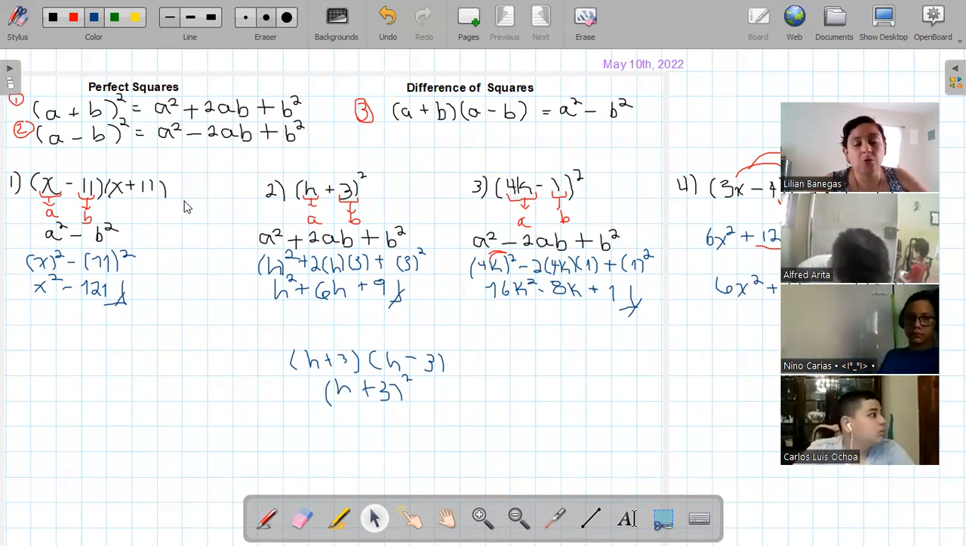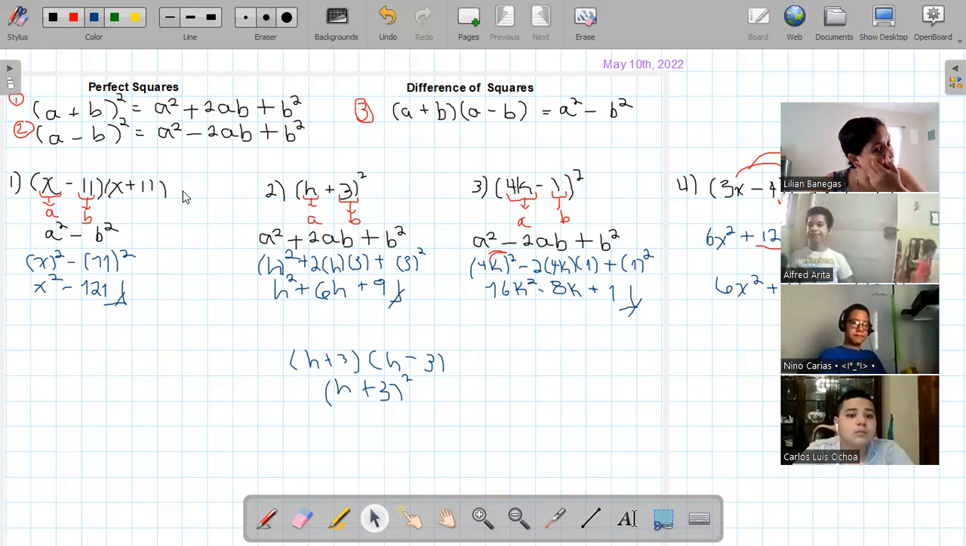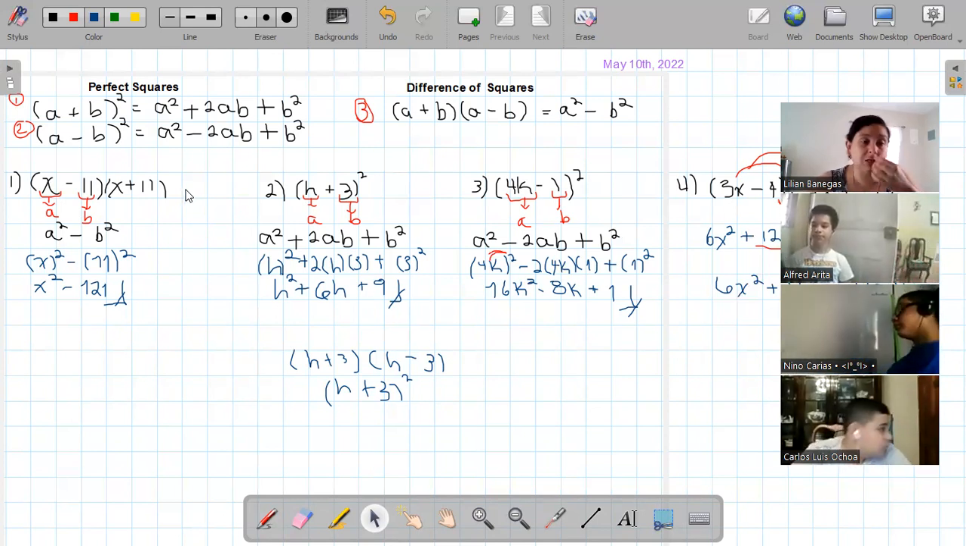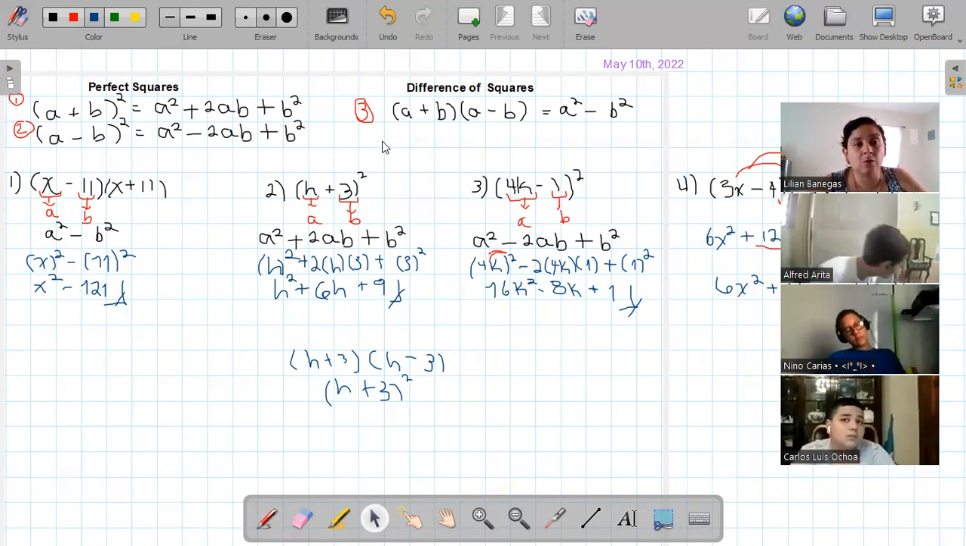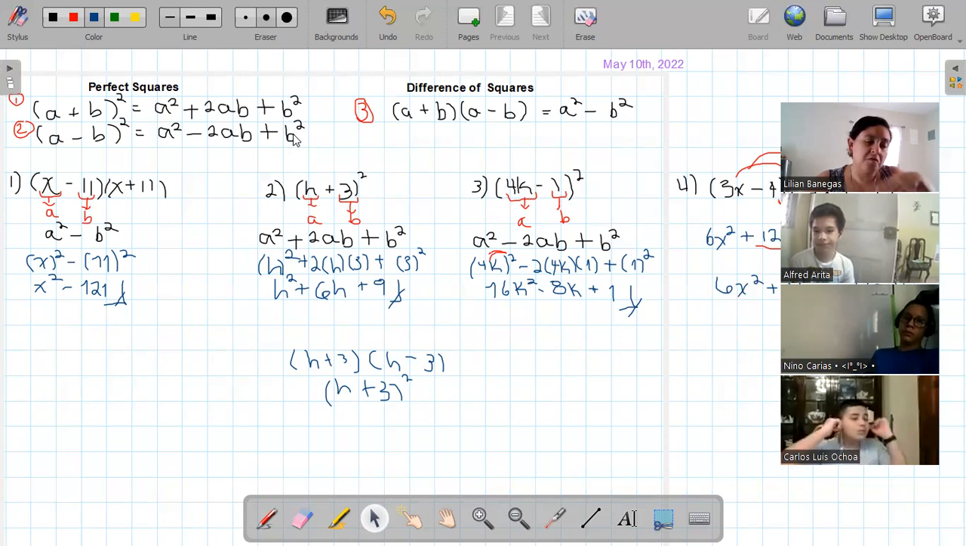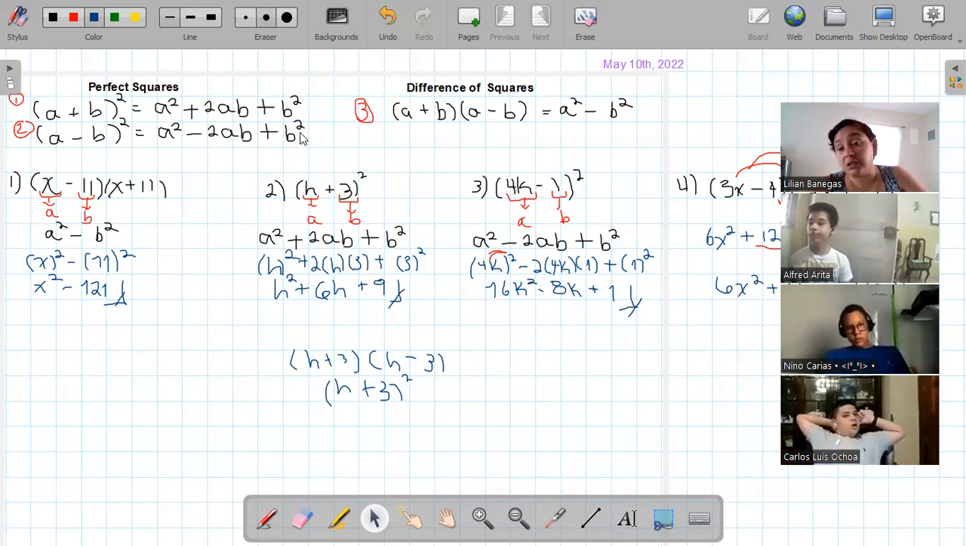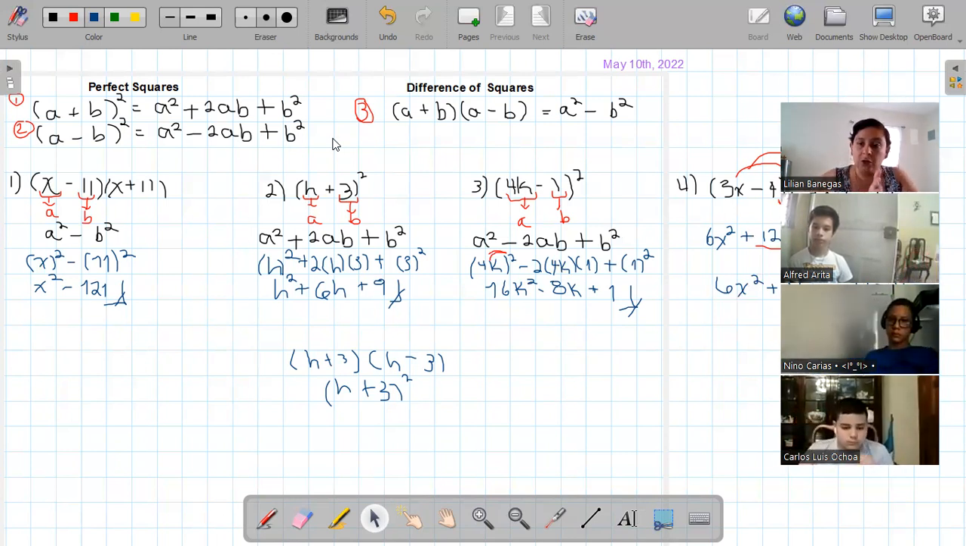It doesn't matter where the addition goes, as long as they are the same terms, but one positive and one negative. So we use this formula, difference of squares. We identify A and B from whichever parenthesis you want. Could be the first one, could be the last one, it doesn't matter, as long as you identify A and B. Always A is from the sign to the left and B is from the sign to the right.